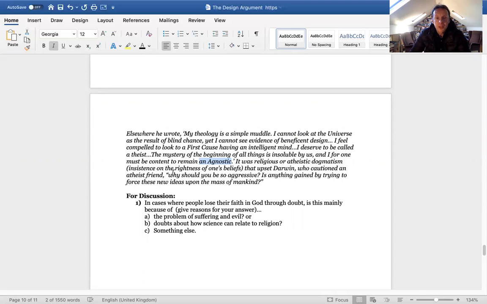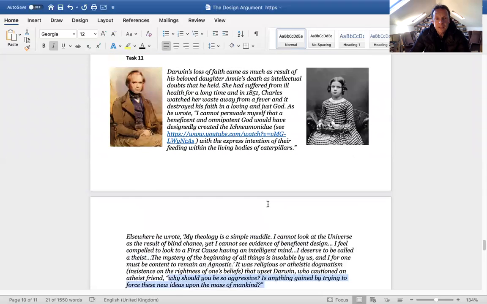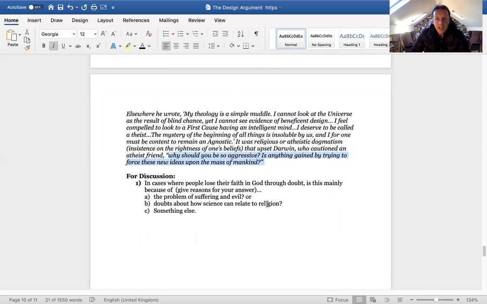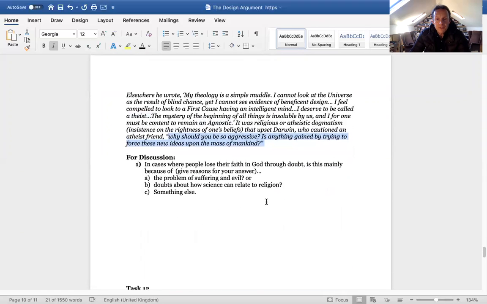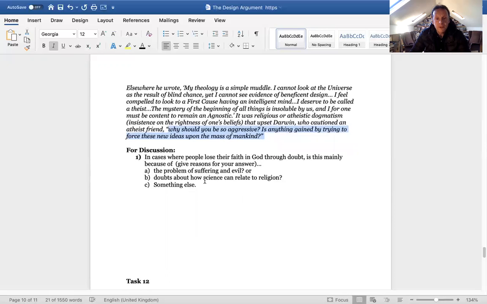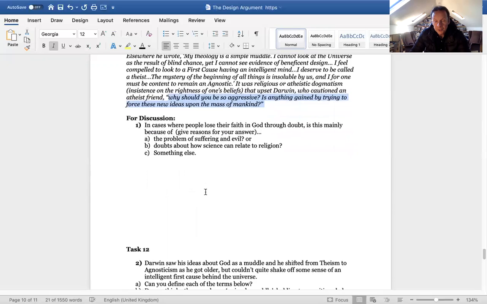It was religious or atheistic dogmatism, insistence on the rightness of one's beliefs, that upset Darwin, who cautioned an atheist friend, "Why should you be so aggressive? Is anything gained by trying to force these new ideas upon the mass of mankind?" So task 11: in cases where people lose their faith in God through doubt, is this mainly because A, suffering and evil, B, doubts about science and religion, or C, something else? Just pick one and give your reasons for it.